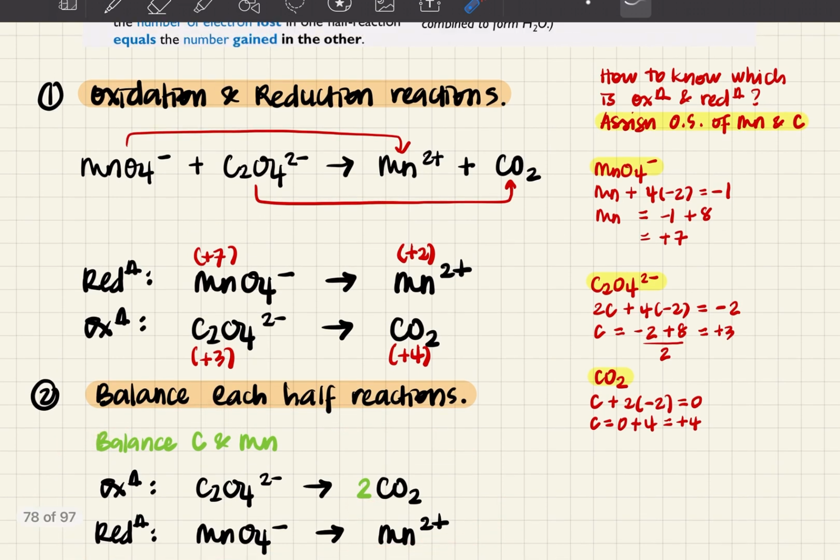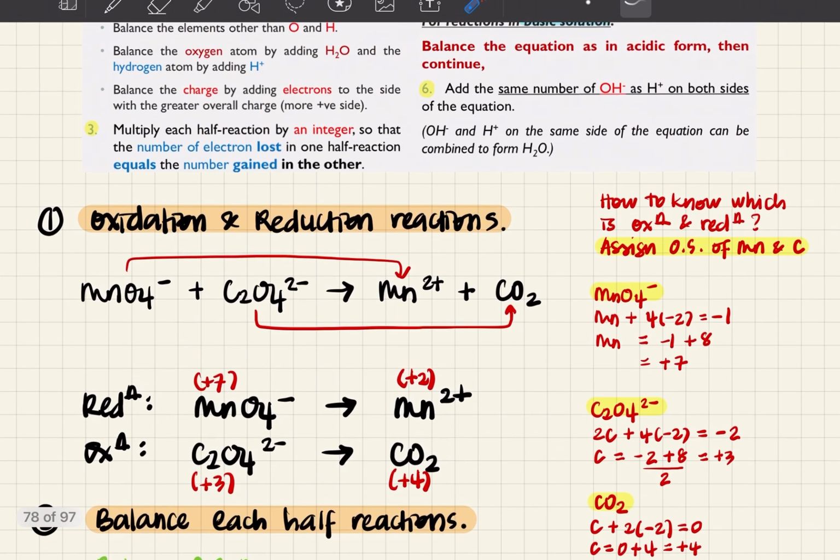The next small step is to balance the oxygen atoms by adding H2O. Maksudnya kalau awak ada extra oxygen atom, you will add H2O in your half reaction equation. If you have hydrogen atoms, you will add H+. So if you already added H2O, that means you will have to add H+, kan? Sebab dalam H2O ada hydrogen. Betul? Okay, how does that look like?